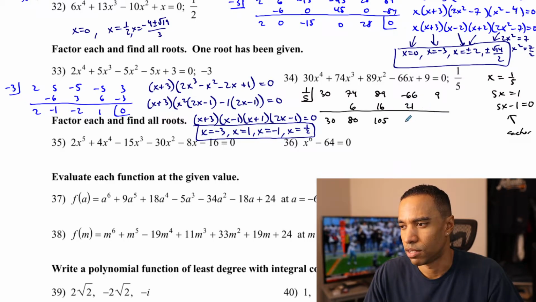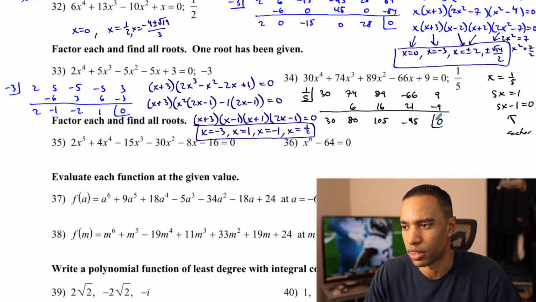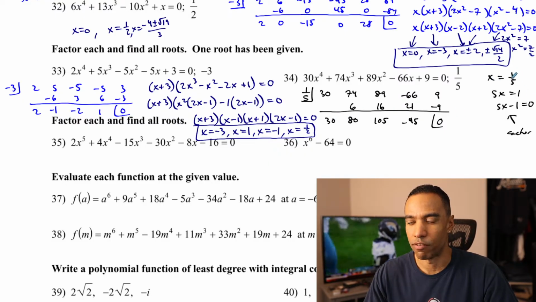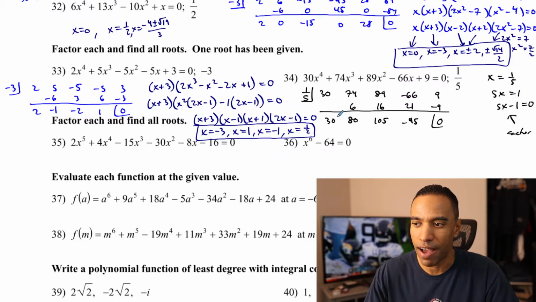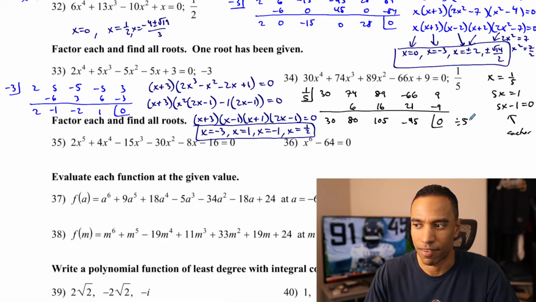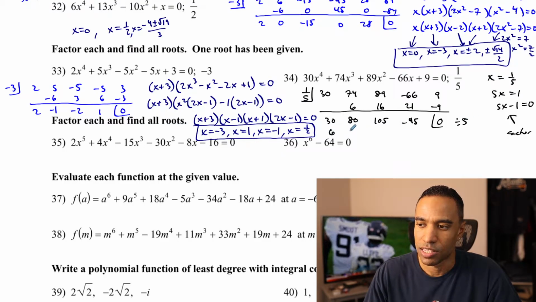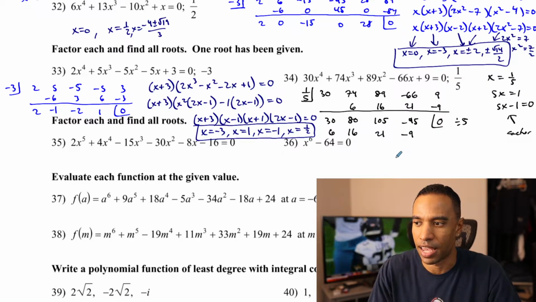Add those: negative, what is that, 45? Negative 45 divided by 5 is -9, and 0 right there. Now, this is if this was multiplied by x minus 1/5. But I'm turning this into 5x minus 1, so I'm going to divide all these by 5. And that's going to have a 6, a 16, a 21, and a -9.